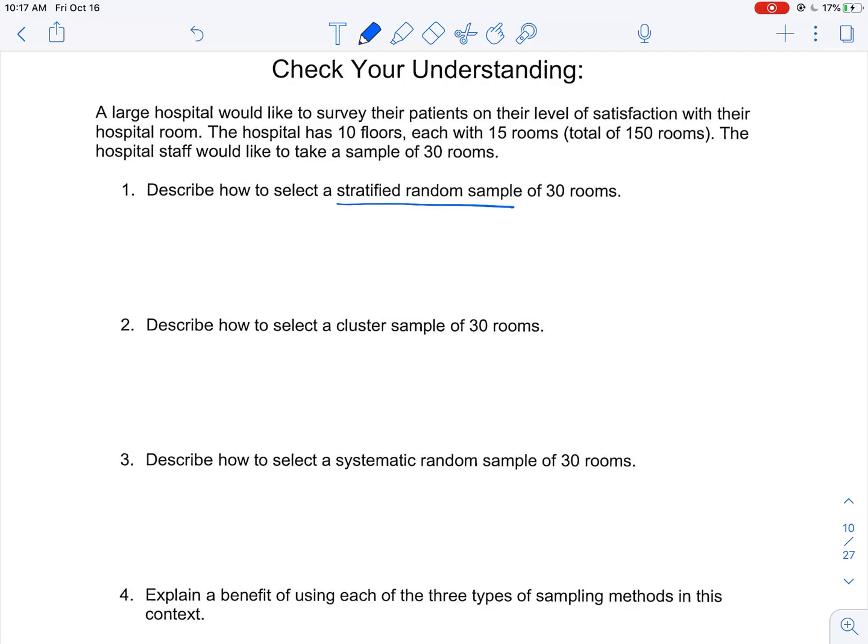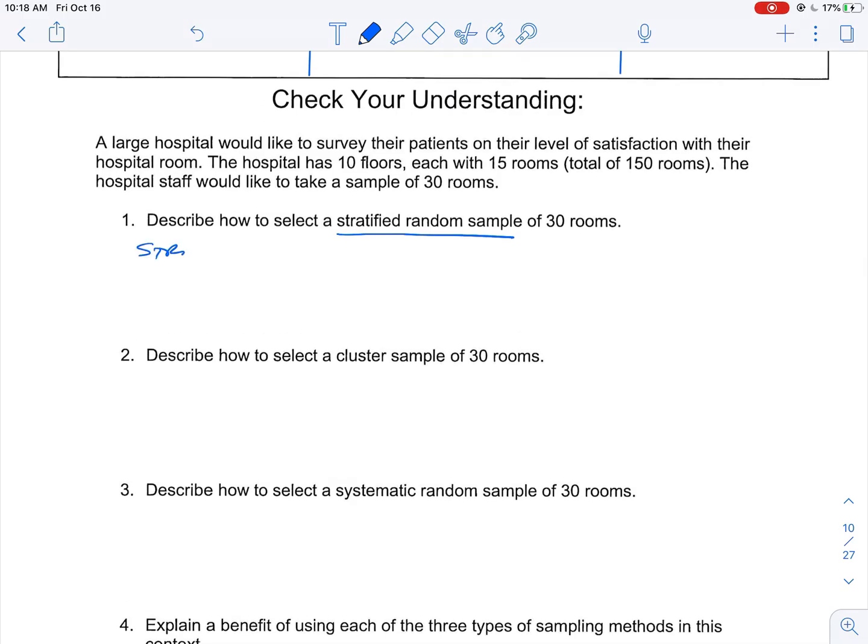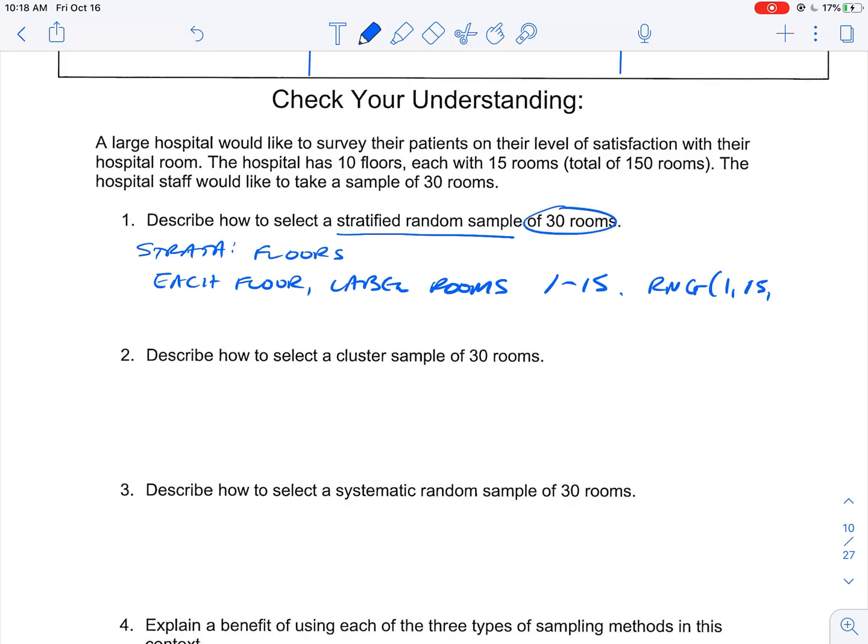Describe how to select a stratified random sample of the 30 rooms. So one way that you could do this is you could say that my strata are my floors. So if my strata were my floors, then I have 10 strata there. So what I would do is on each floor, I would label the rooms 1 to 15. Then I would use a random number generator and go from 1 to 15 and pick, so I need 30 rooms, right, from 10 floors. So I'd pick 3 rooms from each floor.